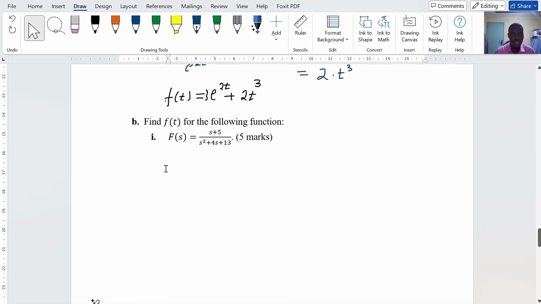So the first thing we are going to do, we are going to complete the square at the bottom. So at the denominator, we have s squared plus 4s plus 13. So completing the square here, we need to look for a way we can solve this to have a square here and a square the other side.